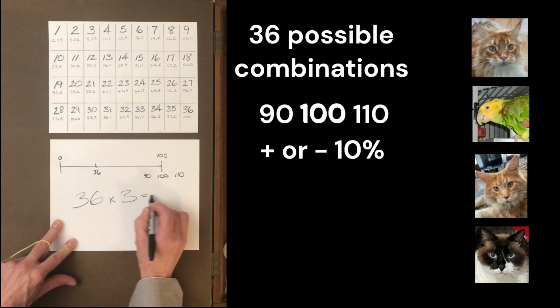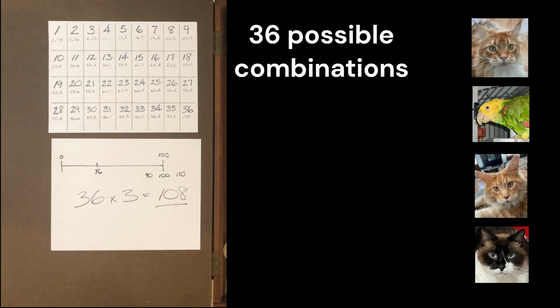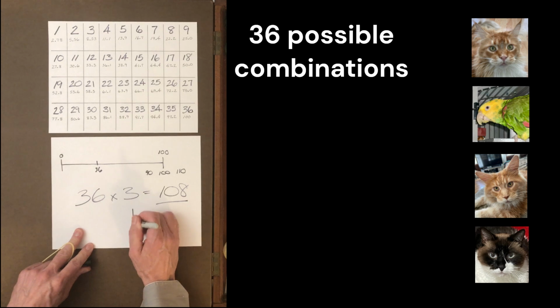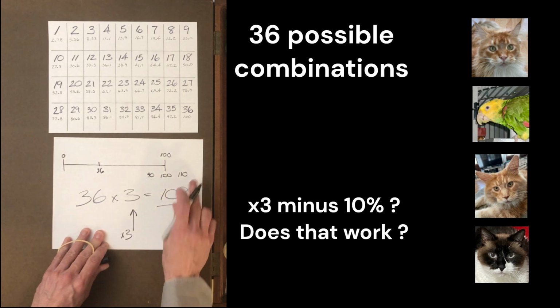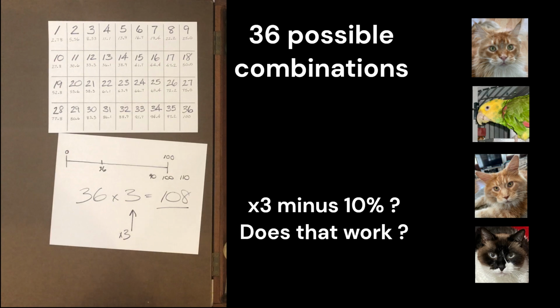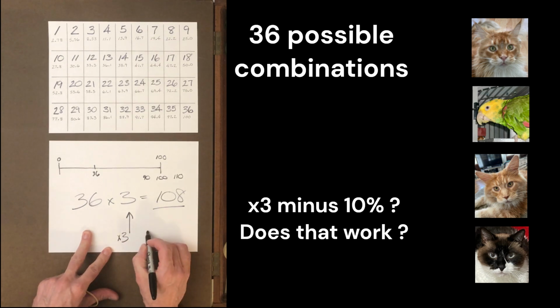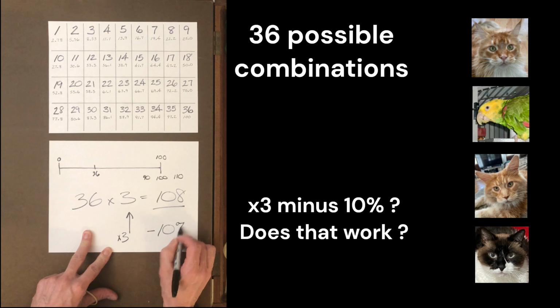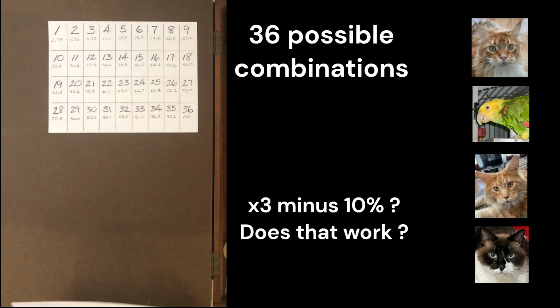36 times 3 is 108. That's pretty close to 110. So if we multiply by 3, and then we've overshot our 100, we're going to subtract 10%, we should get a reasonable estimate of these percentages. So we're going to multiply by 3, then we're going to subtract 10%. Let's do a few and see how this works.